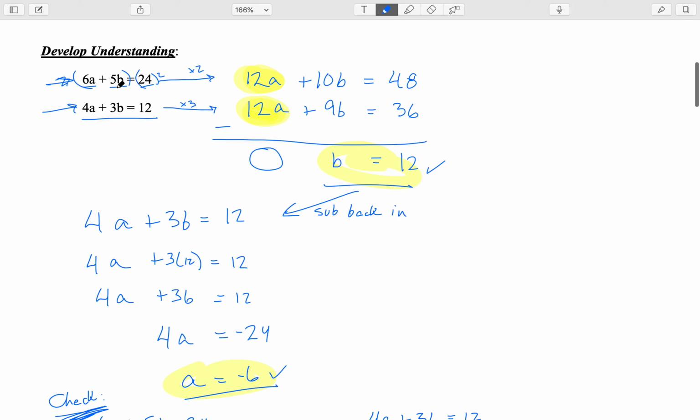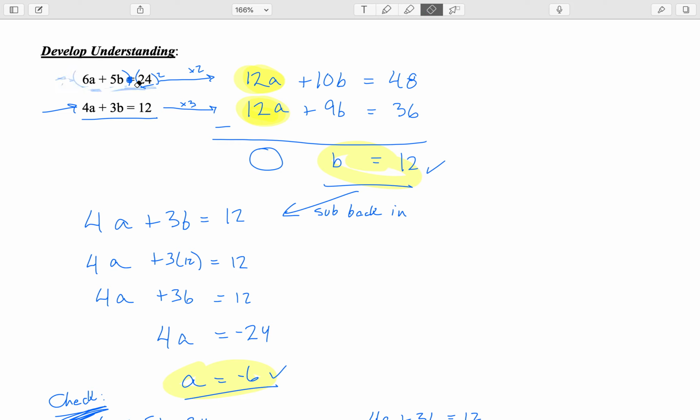I could have done b's, right? I could have gone 15. So 5 and 3, they both divide into 15. So I could have done that one. Now it'll work either way, your choice. Usually one way will probably be easier than the other. Now, here's the reason why. This is an equation. You're told this is equal, right? So if you double both sides, it's still equal.